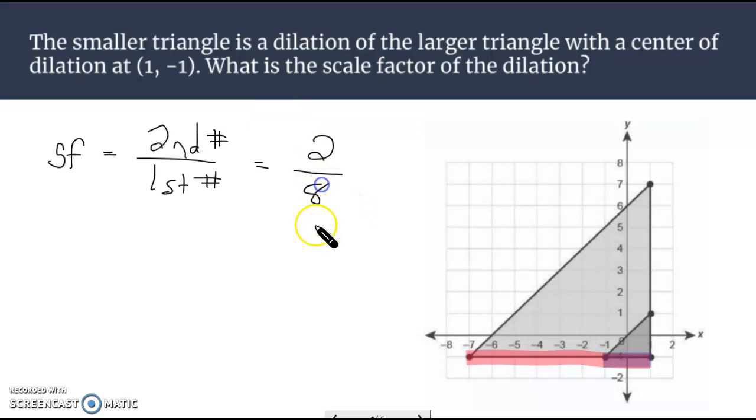So we think of this as 2 over 8. Reduce that to 1/4 or 0.25. The scale factor is 1/4. The smaller triangle is 1/4 the size of the larger triangle. This dilation was a reduction, with a scale factor less than 1.